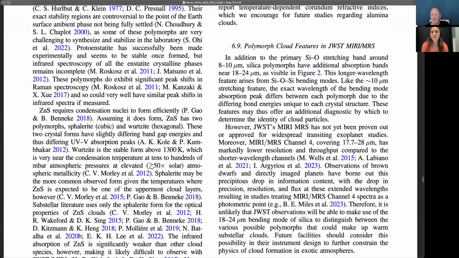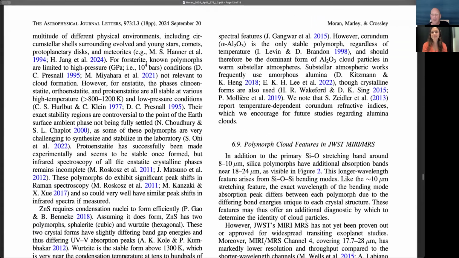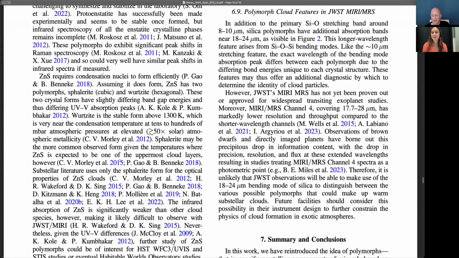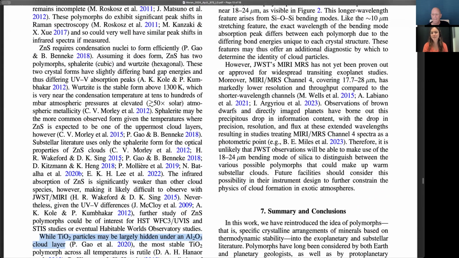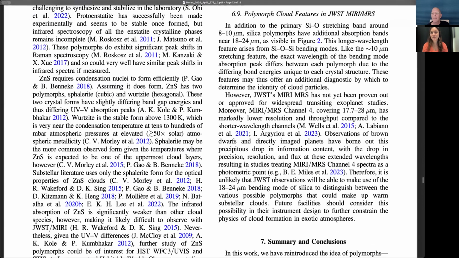Very cool. And then a little bit about the observations. So this very last point that I touch on here is the idea of being able to use MRS to get at these long wavelengths. You noticed way back in figure 2, I believe it is, that there are really strong differences in the polymorphs in the 18 to 24 micron region.